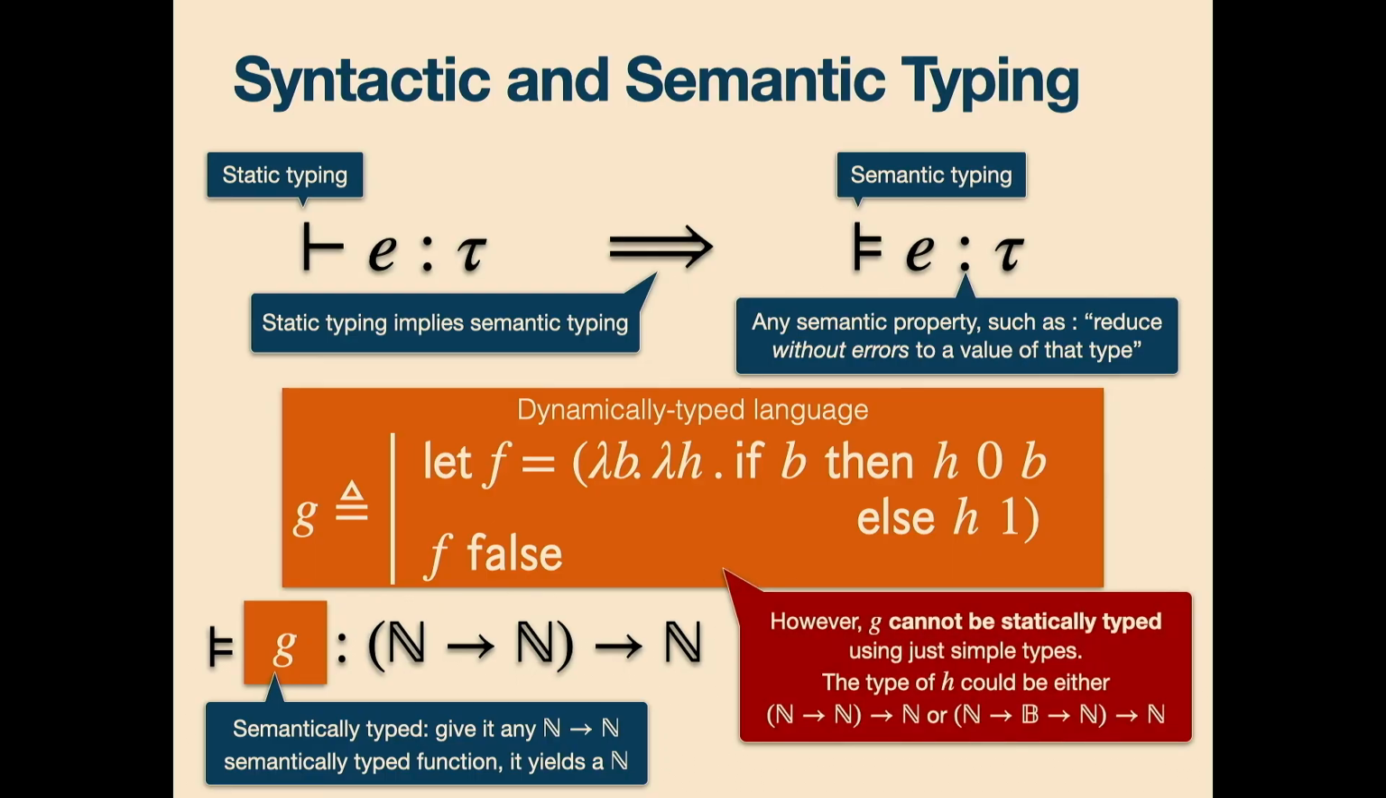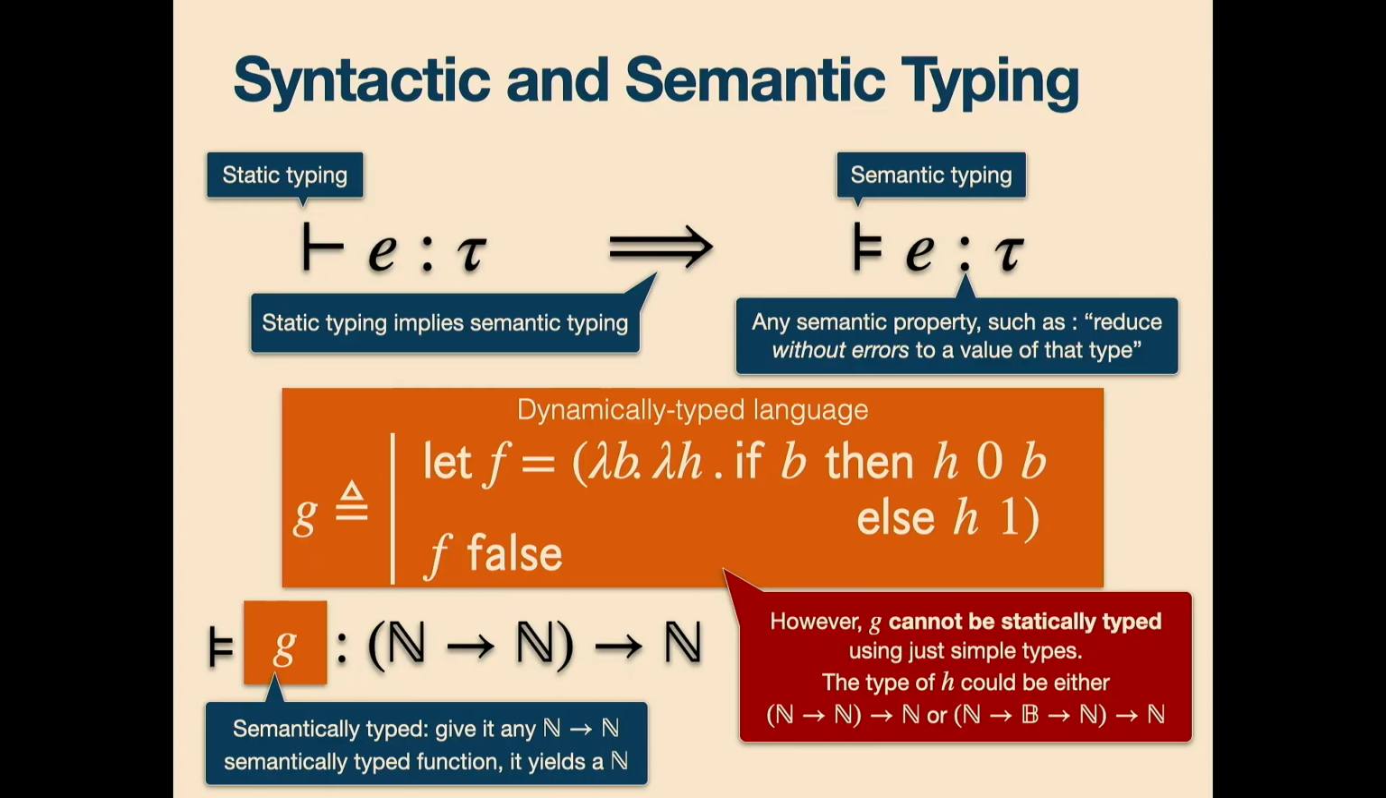So the question is, what happens if we try to statically type this program? This program, we cannot statically type it because h could have two types: either a nat to nat function, or a function that takes a nat, gives me a Boolean, and gives me a nat, and I'll give you a nat function. So this cannot be statically typed.